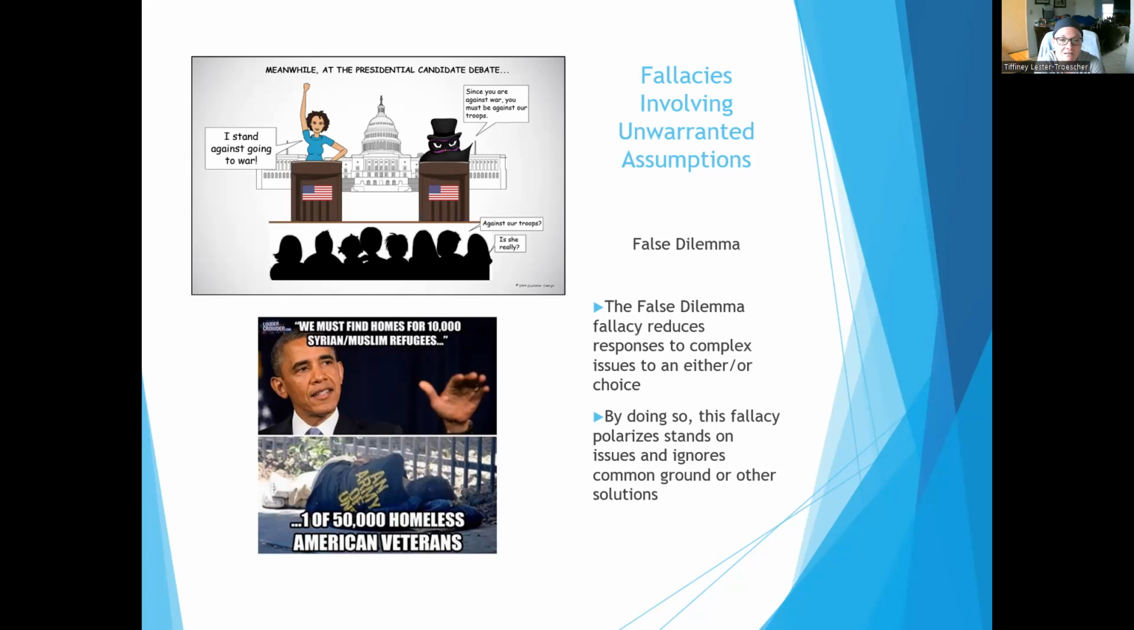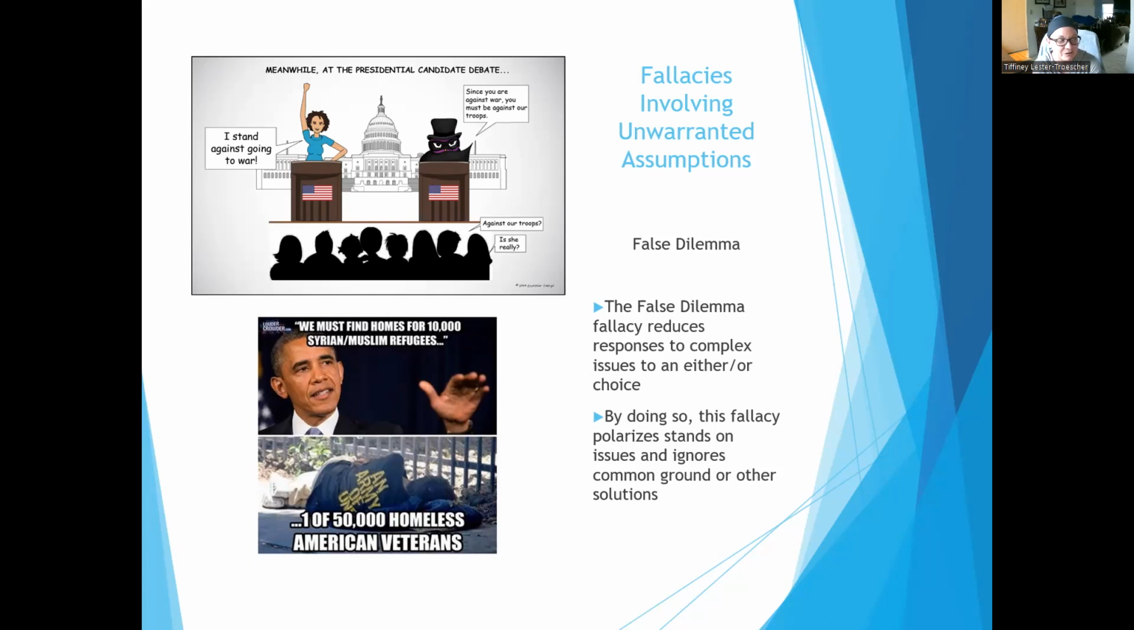So our examples here, we have our candidate over here who says, I stand against going to war. And then our dark, sinister guy said, since you are against war, you must be against our troops. Against our troops? Is she really? No, it's way more complex than that. Or we must find homes for 10,000 Syrian Muslim refugees. Yet here's a picture of one of 50,000 homeless American veterans. This happens a lot in politics and social media again.